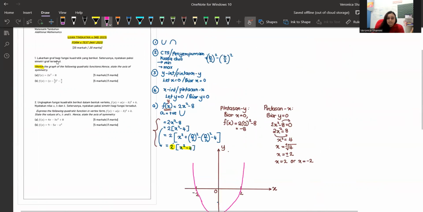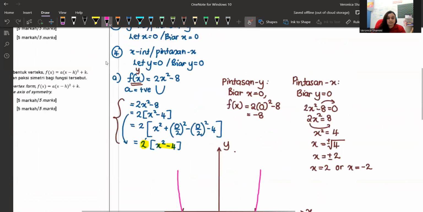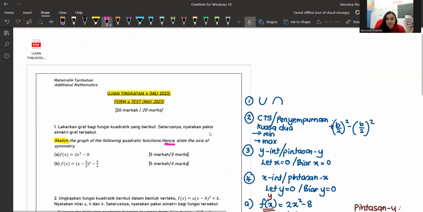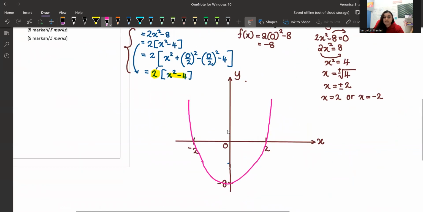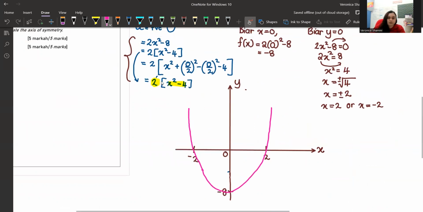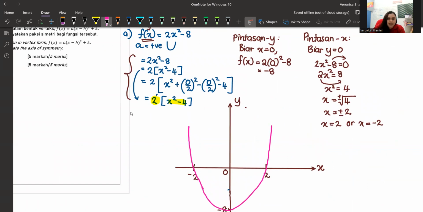Now, after you sketch the graph, some of you forgot to mention this. They ask you to nyatakan the paksi symmetry. What is paksi symmetry? That means the graph is dividing where? What is your minimum point here? From your, okay, this CTS we did not do, but we still know what is our minimum point, kan? What is our minimum point? X kita ialah where to see my X, where to see my Y.